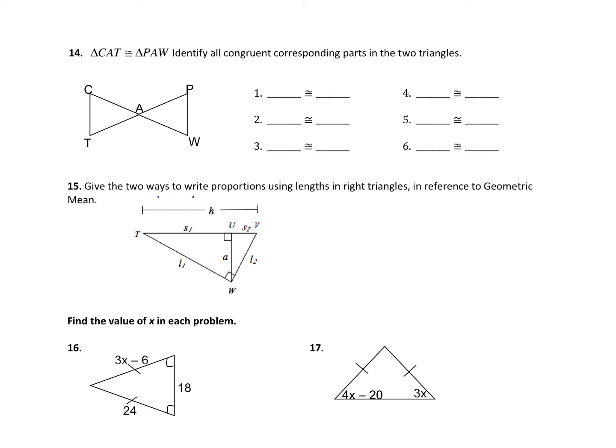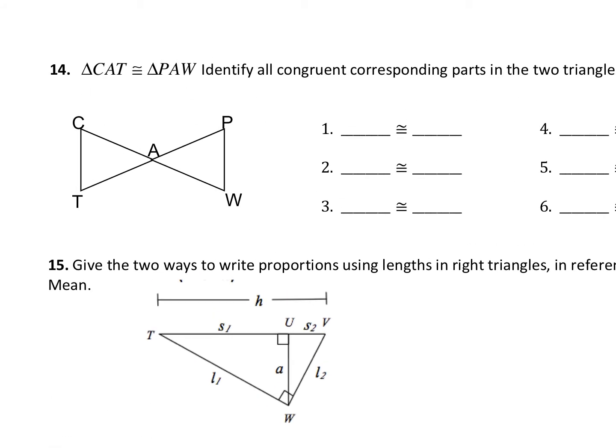Okay, let's go ahead and look at number 14 here. We are given that triangle CAT is congruent to triangle PAW. So we can go ahead and mark something here. We know that angle C is going to be congruent to angle P because it's in the same corresponding position.